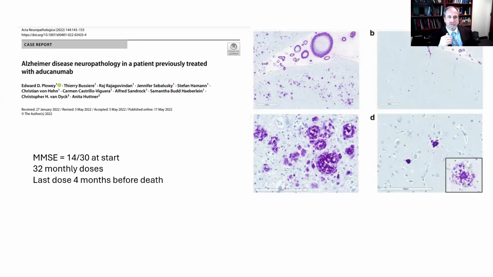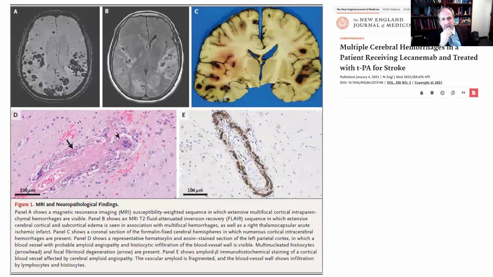Ed Plowey and colleagues published a case report of aducanumab. Now this is a humanized monoclonal, no longer the active vaccine, showing evidence of clearance of plaques from the brain. There was not much comment or discussion of the cerebral vasculature or an effect on the cerebral vasculature in this particular case report. And then around 2022, this patient, I'll elaborate a little bit.